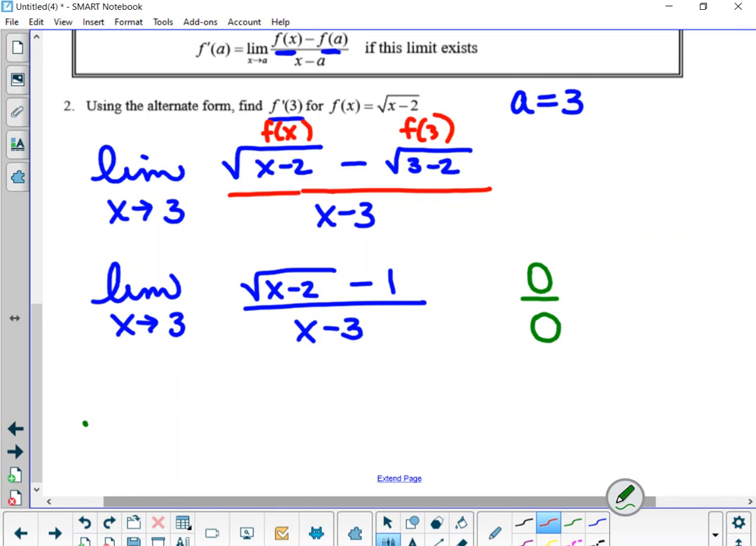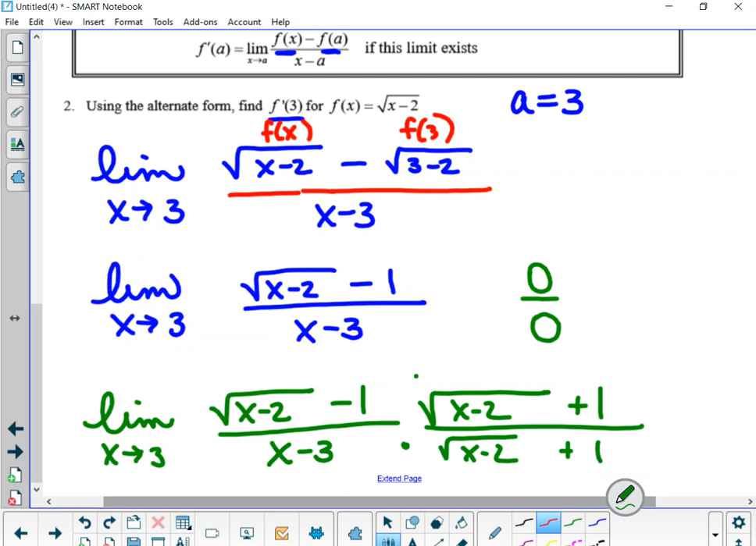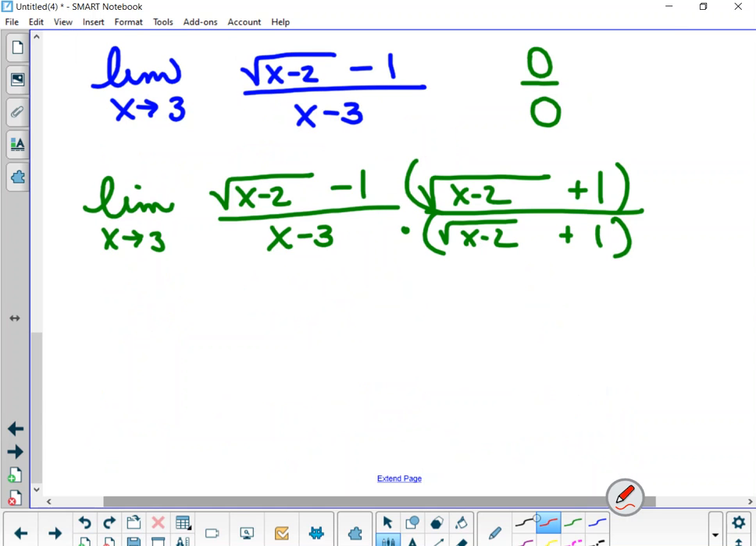Good. And what's that called? The radical x minus 2 plus 1? Called the conjugate, right. Square root of x minus 2 minus 1, x minus 3, square root of x minus 2 plus 1, x minus 2 plus 1. Bam, bam, bam, bam. Okay.